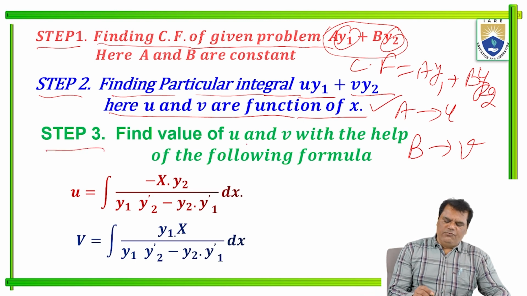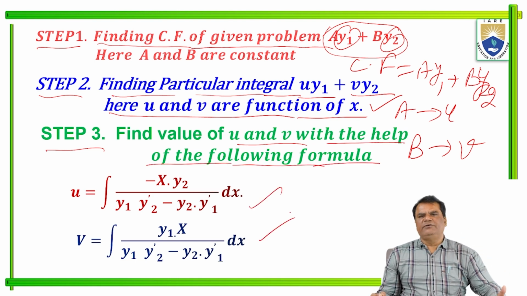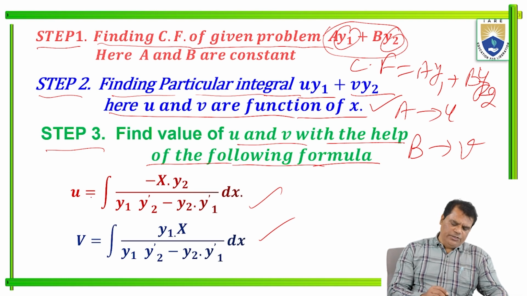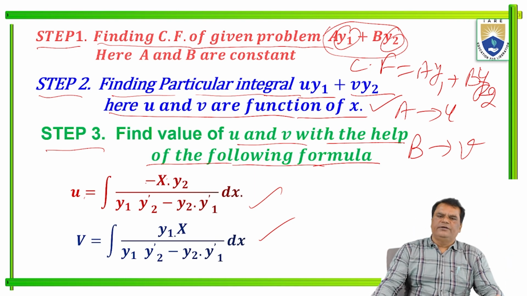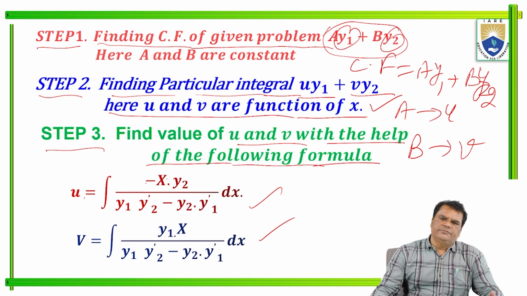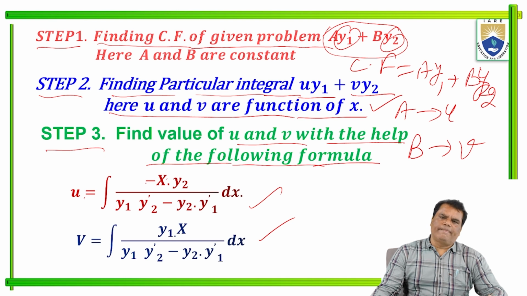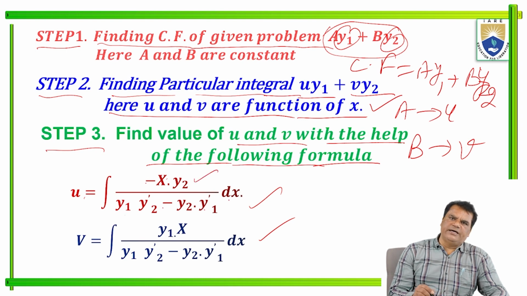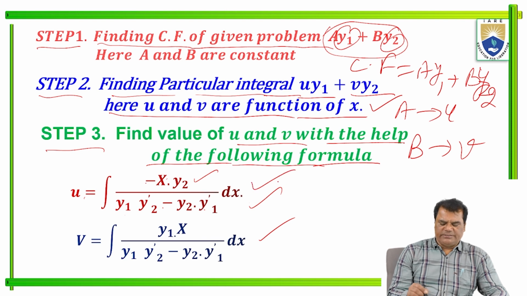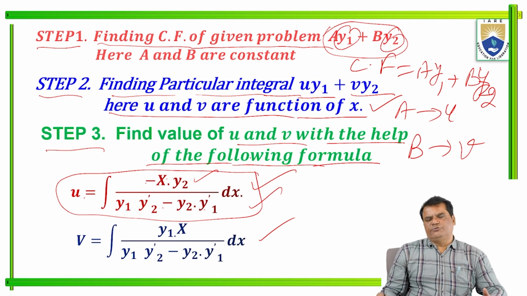Step 3. Finding the value of u and v with the help of the following formulae. We apply this formula to find the value of u and v in our question. u is equal to minus integral of X, where capital X is the function of x which is given on the right hand side of the given problem. So minus, u is negative, capital X into y2 upon y1 y2 dash minus y2 y1 dash dx. Using this integral formula, we can find the value of u in our question.